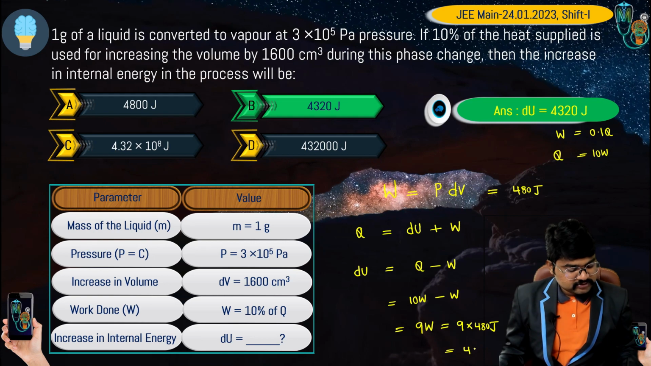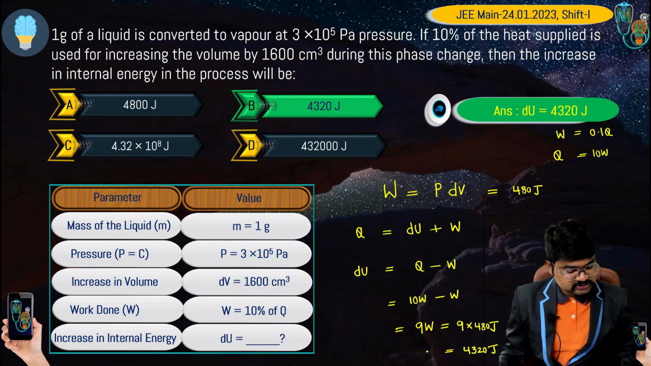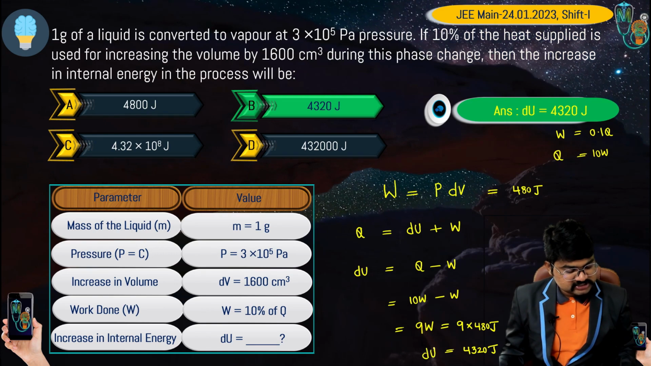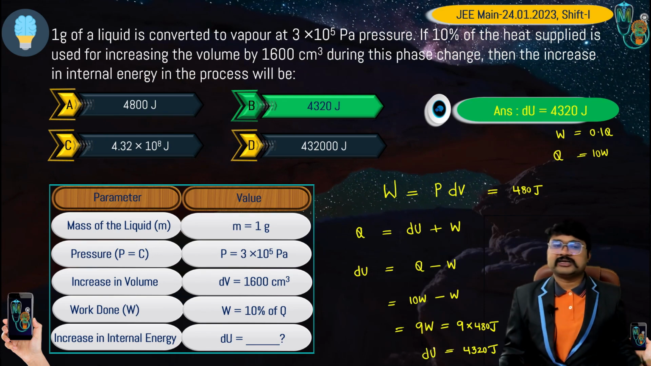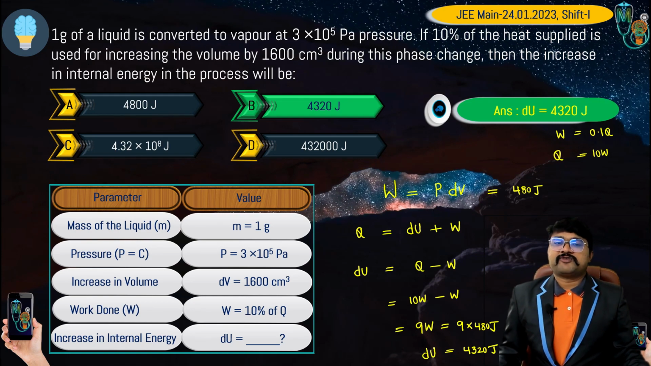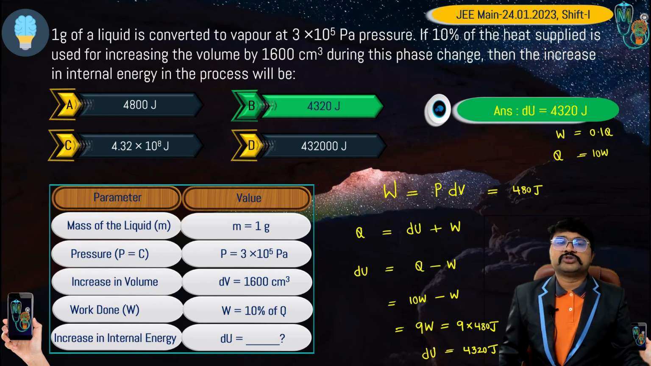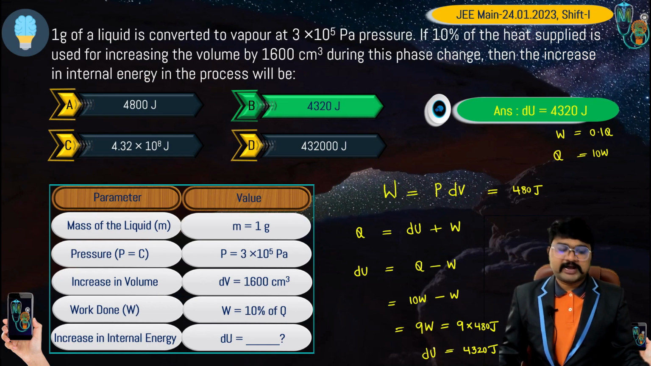Finally, 4320 joules. This is the change in internal energy. Like this also we can solve the problem. This is the way to solve this problem. This is the question from first law of thermodynamics. This question was given in JEE Mains 2023 shift 1.